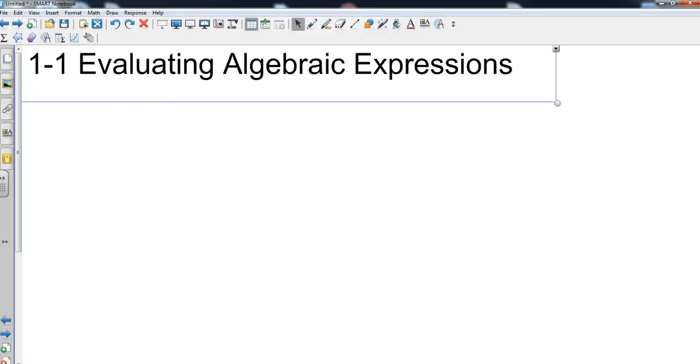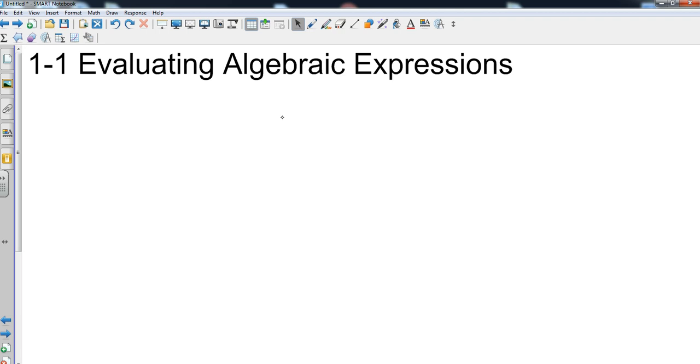Algebra 1, Chapter 1, Section 1. We're going to look at evaluating algebraic expressions. This could be anything from just combining like terms, getting it to its most simple value as we can, or it might actually be having actual values that we substitute in and getting an answer of 10 or 15 or something to that effect.